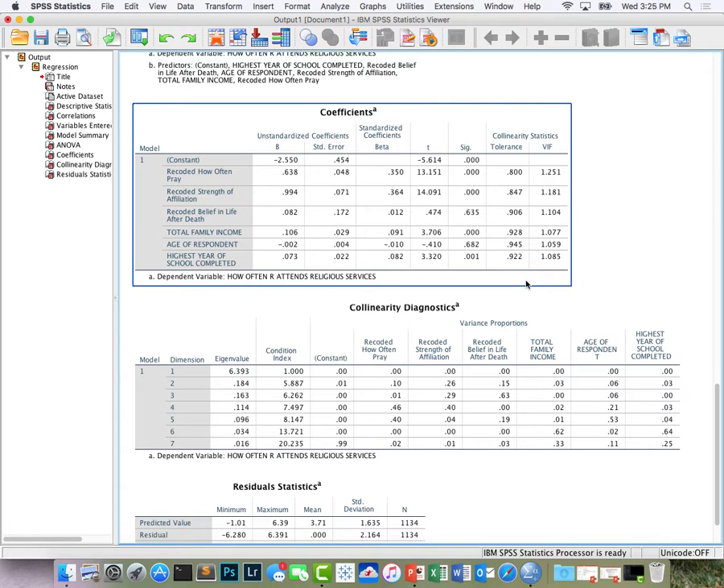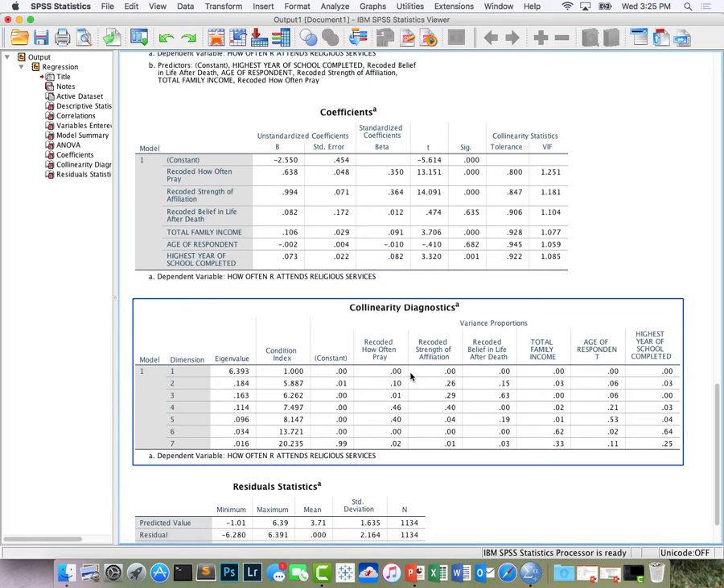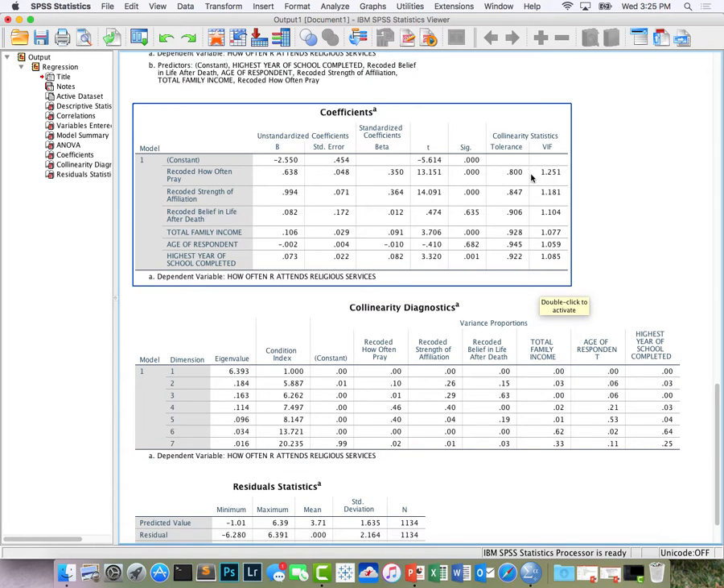Because none of the condition indexes are above 30. Yep, none of the condition indexes are above what? Is it 30 or 32? I think 30, right? How about what would we look for with tolerance? Less than 0.1? Yeah, less than 0.1.